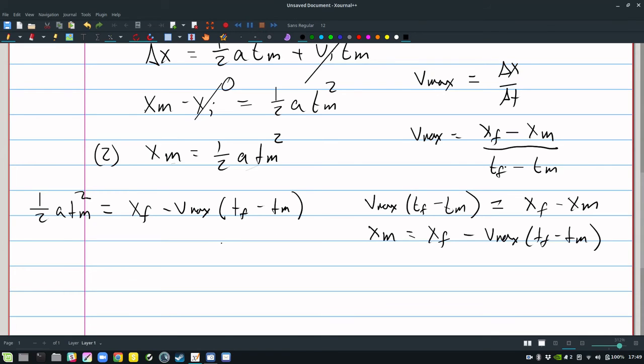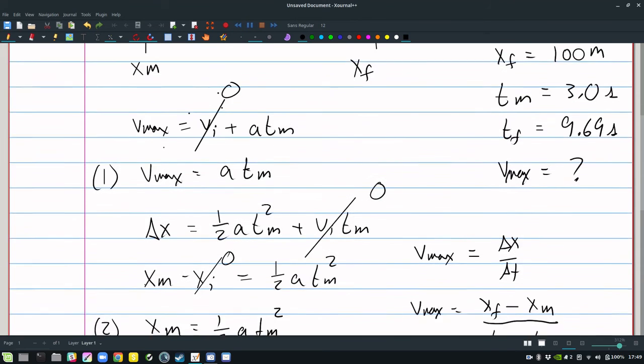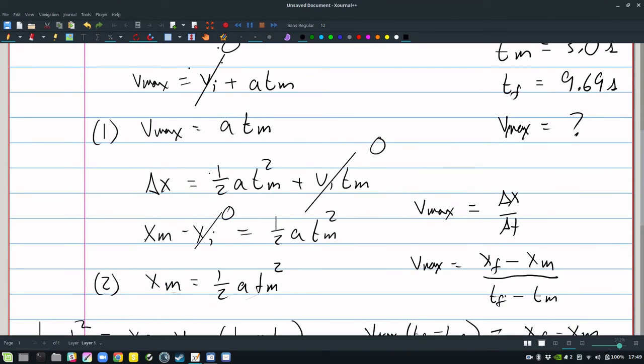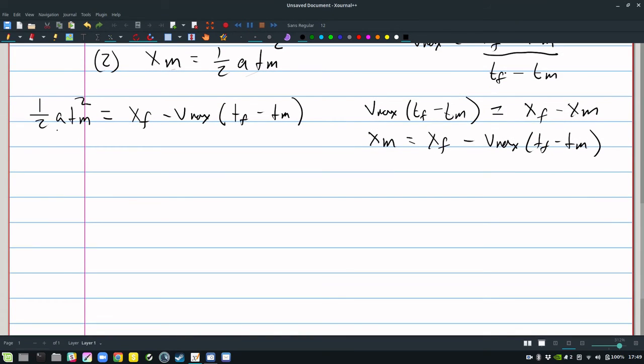Now we have two remaining variables that we don't know. We don't know the acceleration, we don't know v max, but now think back to here, right? They're related. So let's eliminate a in favor of v max. So I take this equation and I'll just say a is equal to whatever v max is divided by t middle, and then I'll put that right here for a.